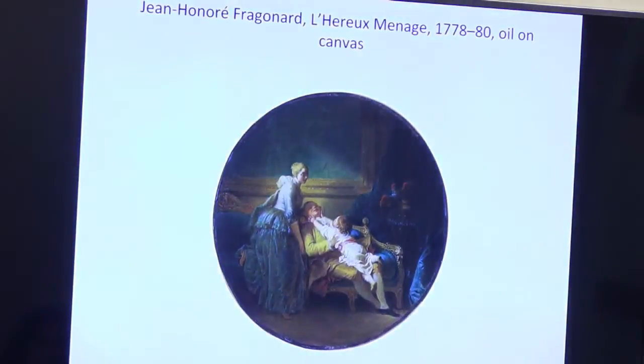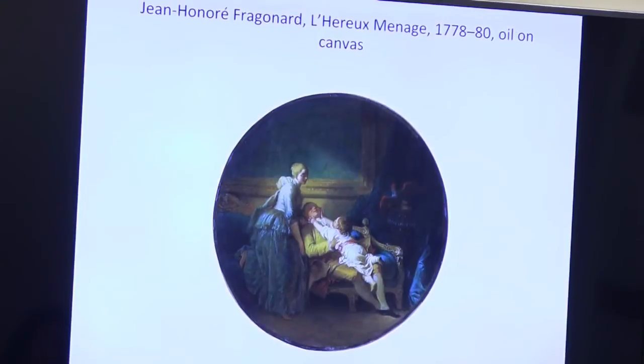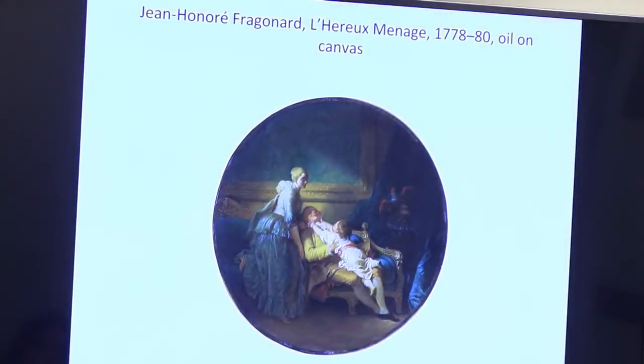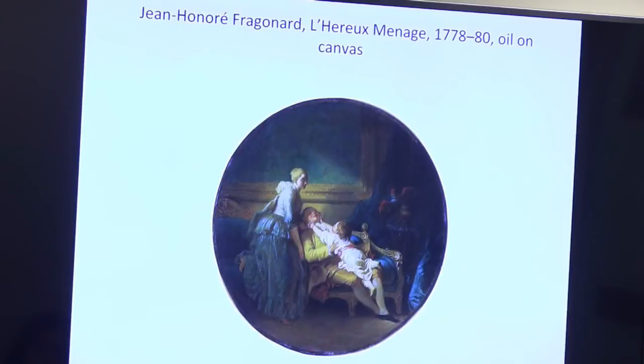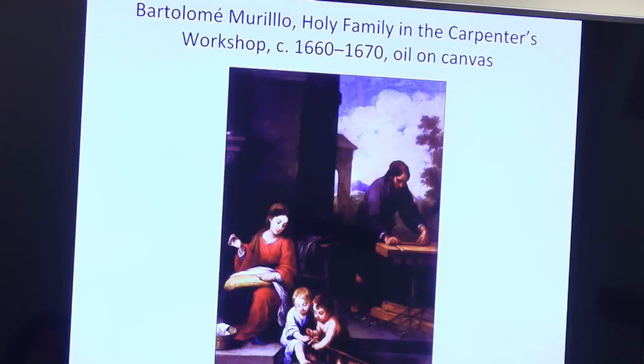And some of these have been compared, for example, to these Rococo types of genre scenes, like Fragonard's Le Heureux Ménage, The Happy Family, 1778-80. And I think that there is an association to be made there, this kind of representation of a family, either at leisure, at play, or at work. But there's some local elements that are also important to understand. This is Bartolomé Murillo, who is a Spanish painter from Seville, the Holy Family in the Carpenter's Workshop.